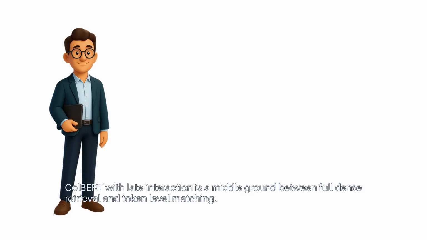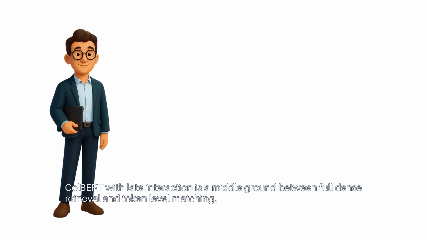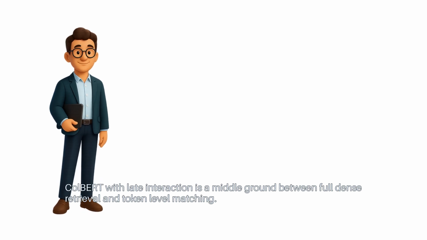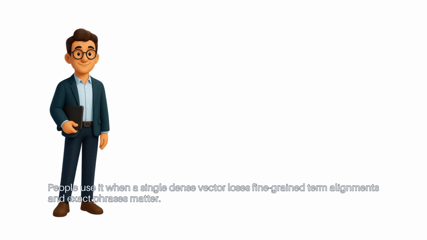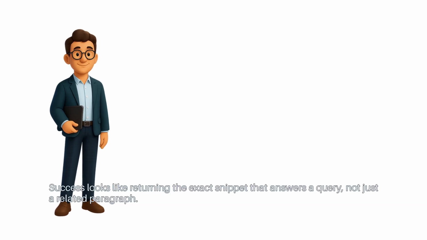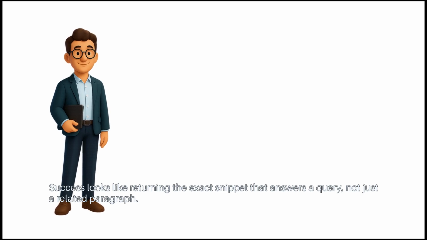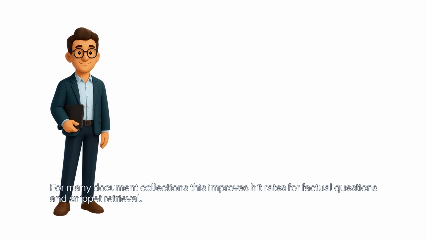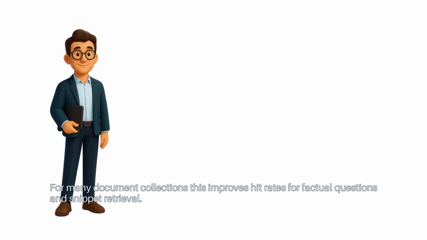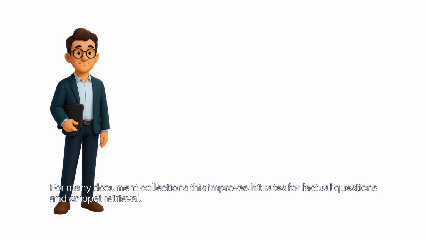ColBERT with late interaction is a middle ground between full dense retrieval and token-level matching. People use it when a single dense vector loses fine-grained term alignments and exact phrases matter. Success looks like returning the exact snippet that answers a query, not just a related paragraph. For many document collections, this improves hit rates for factual questions and snippet retrieval.